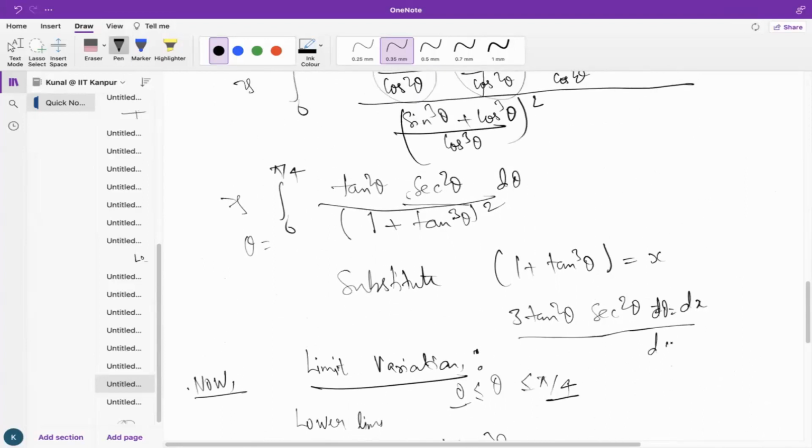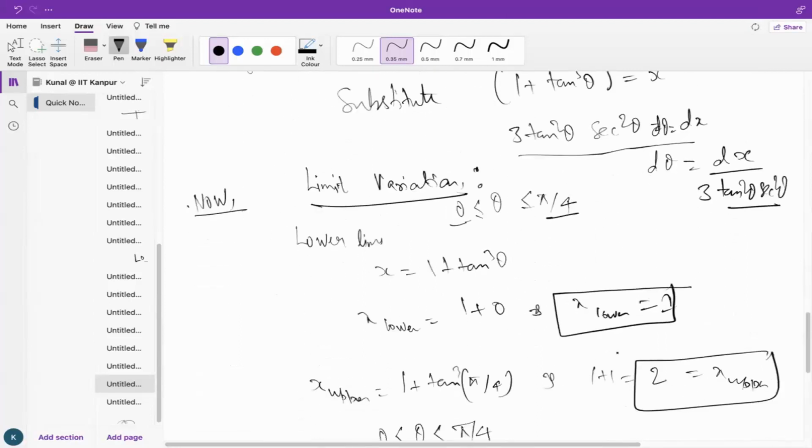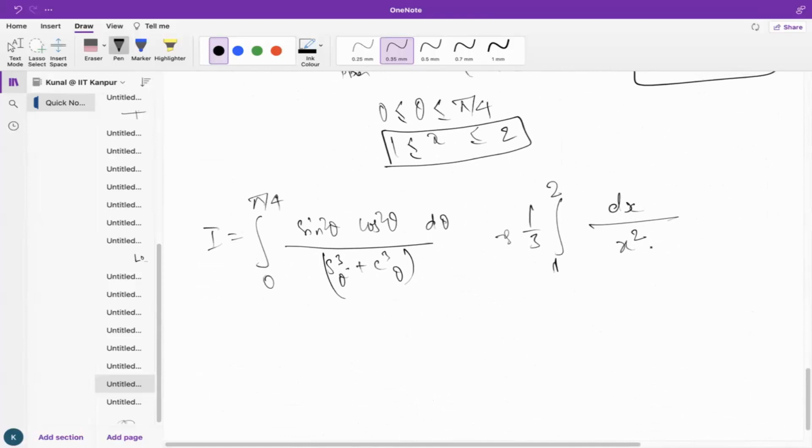So if we put here d theta is equal to dx by 3 tan square theta sec square theta, and the same thing written in numerator as well. So what we get here is dx by x square. And we know that the integration of dx by x square will be minus 1 by x. So 1 by 3 into minus 1 by x, and we have to insert the limit from 1 to 2. So it will be minus 1 by 3, 1 by x from 1 to 2.